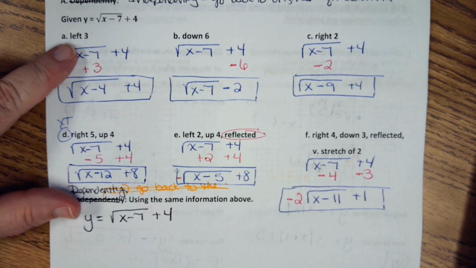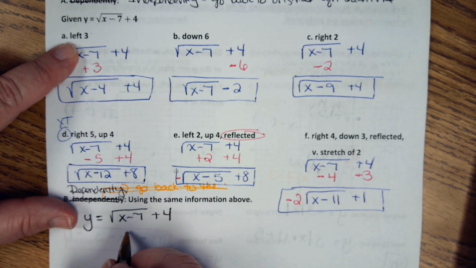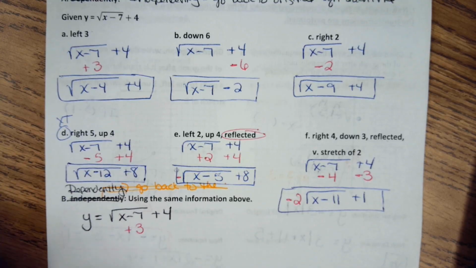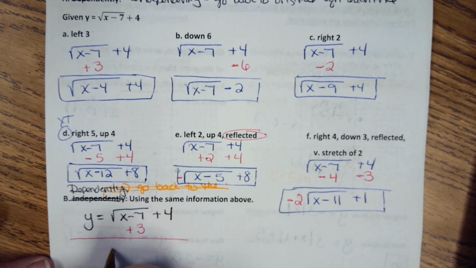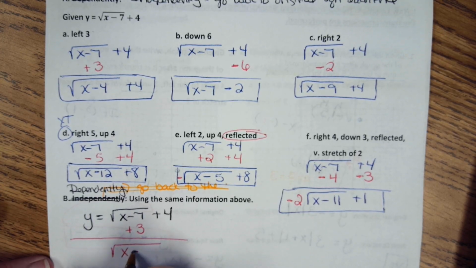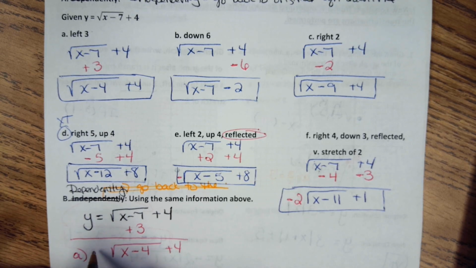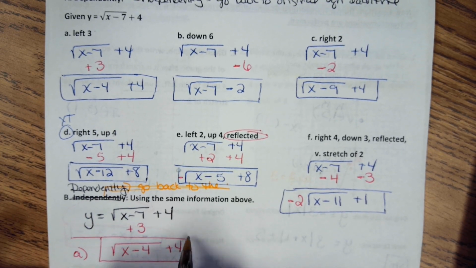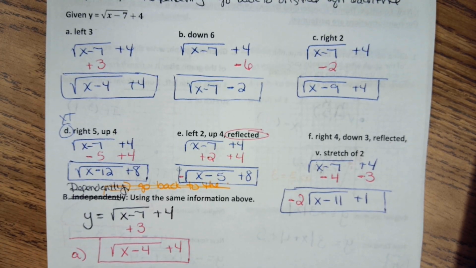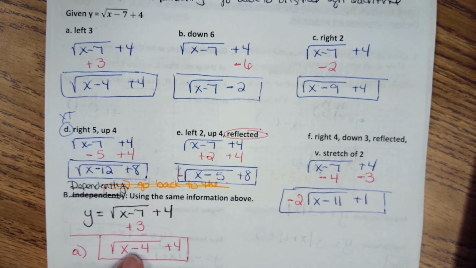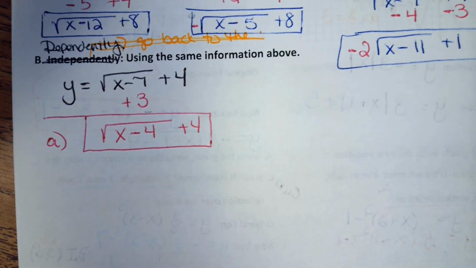All right, in part A, it says left 3. So if it says left 3, we know we're going to add 3. So that's going to give us the square root of x minus 4 plus 4. This is your answer for A. Now, here's the new part. We're not going to go back to the original equation. We're going to use this answer right here to do the next piece.